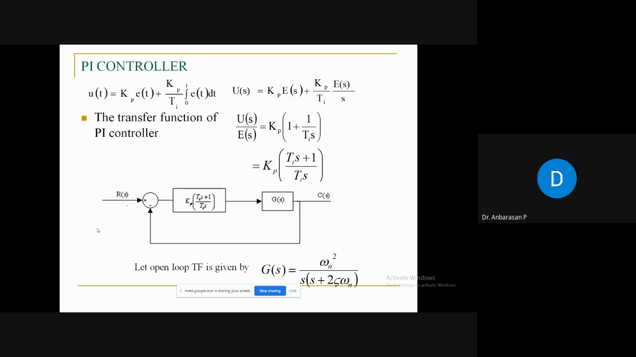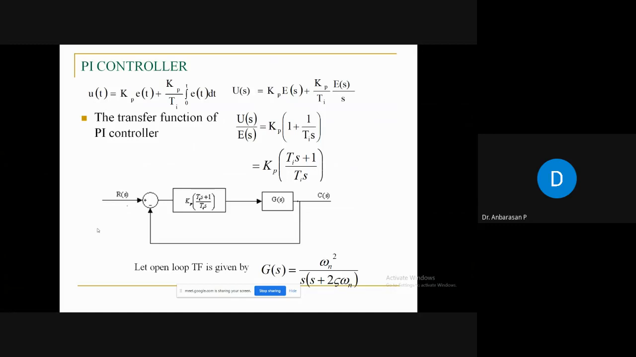It has a unique capability: the integral controller can return the control variable back to the exact set point following a disturbance. That's why it's known as a reset controller. Mathematically, u(t) = Kp e(t) + (Kp/Ti) ∫e(t) dt. If we take the Laplace transform, the controller transfer function U(s)/E(s) is Kp(1 + 1/(Ti s)).